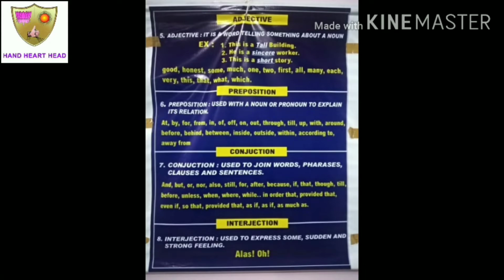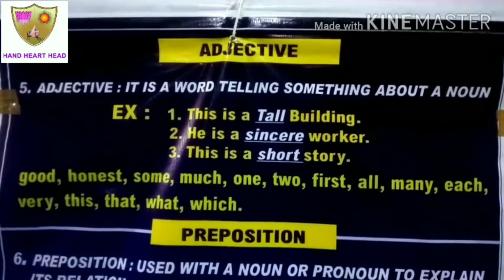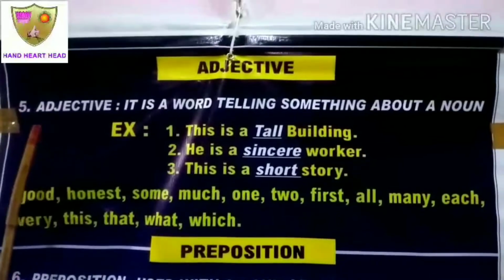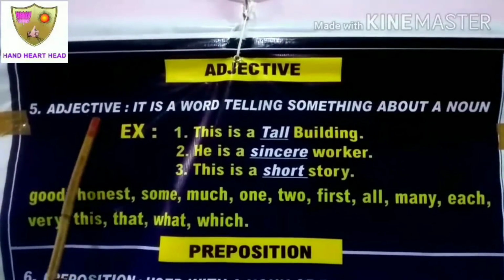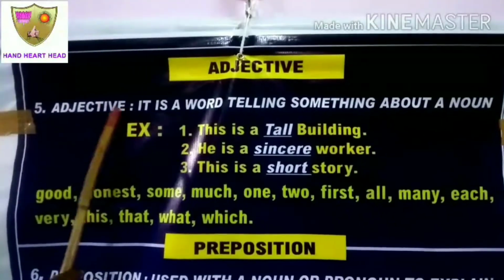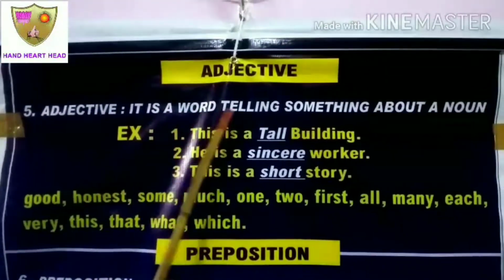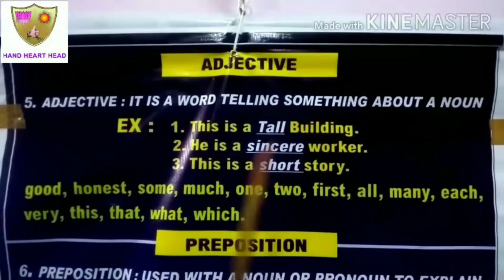In the previous class I explained the 4 of it: noun, pronoun, verb and adverb. In this class, I am going to explain the remaining 4 parts of speech. I mean adjective, preposition, conjunction and interjection. Students, all of you look at the chart. The 5th one is an adjective. What is an adjective? Adjective is a word telling something about a noun.